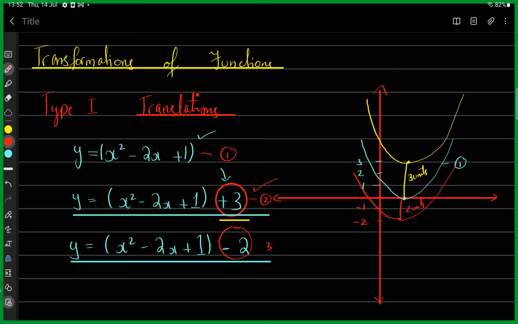Now this positive 3 and negative 2 was added in the entire function. If I add or subtract something in x, things are going to be different. Okay, things are going to be different. We'll talk about everything, but before that, let's just talk about the definition.